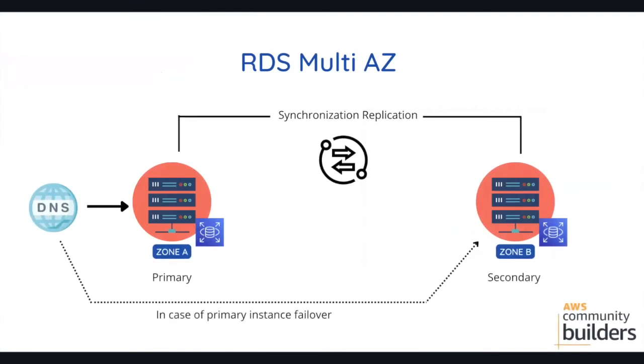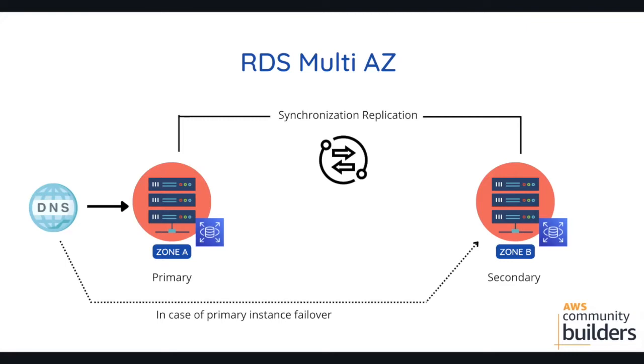So you can see this slide here. There is a zone A where I'm keeping the one primary database. When I say primary, that will be my primary instance where everything happens. And when I enable the multi-AZ option, there will be another instance called the secondary instance, which will be in zone B. And this synchronization happens very frequently.